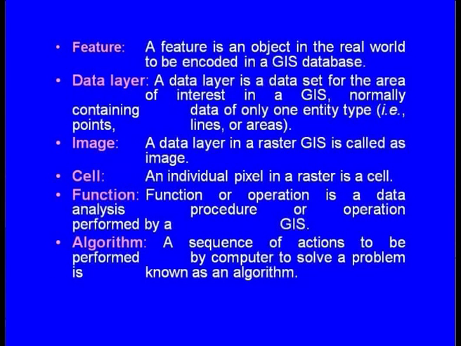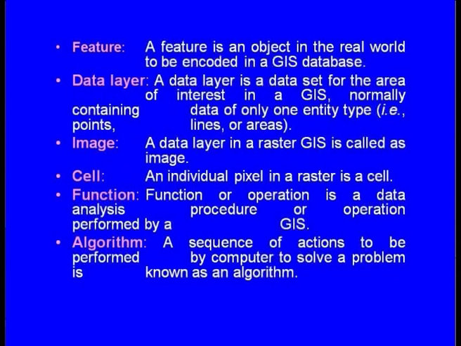Feature. A feature is an object in the real world to be encoded in a GIS database. Data layer. A data layer is a data set for the area of interest in a GIS, normally containing data of only one entity type, that is points, lines or areas. Image. A data layer in a raster GIS is called an image. Cell. An individual pixel in a raster is a cell.